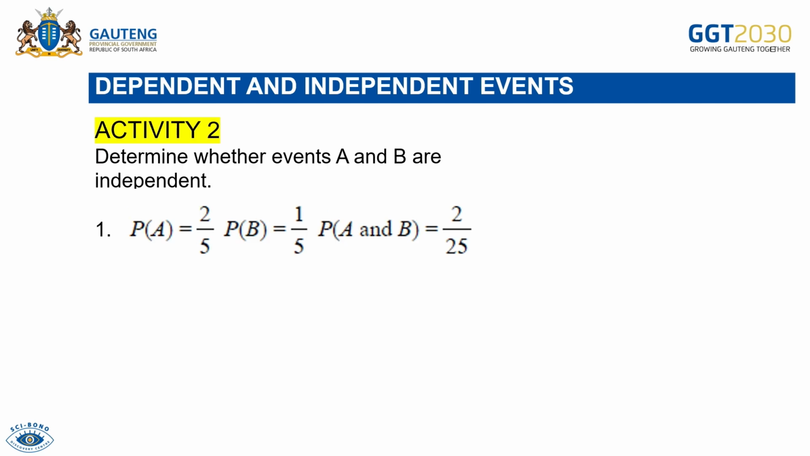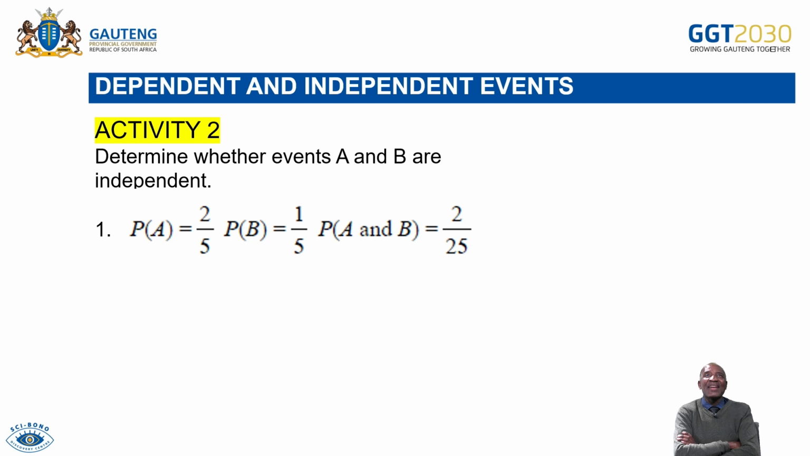Right, we move on to the next activity, activity 2. This time it is numerical. This is where you must also think of the product rule of independent events. Determine whether events A and B are independent. That is your first question. Determine whether events A and B are independent, given that the probability of A is 2/5 and the probability of B is 1/5, and the probability of A and B is equal to 2 divided by 25.